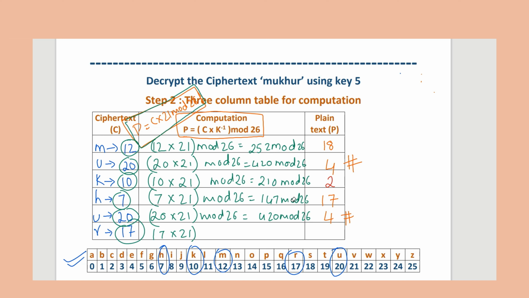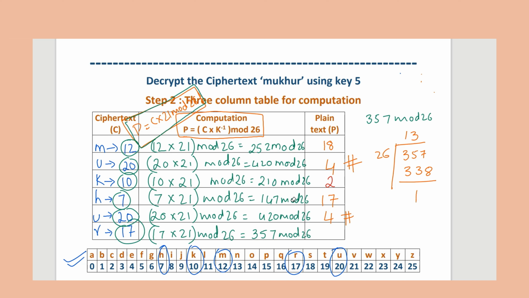So 17 into 21 mod 26 is 17 into 21 is 357 and we have to do mod 26 arithmetic on it. So 357 mod 26 can be performed by dividing 357 by 26. So 26 into 13 is 338 and therefore the remainder of this is 19. So 357 mod 26 is 19.